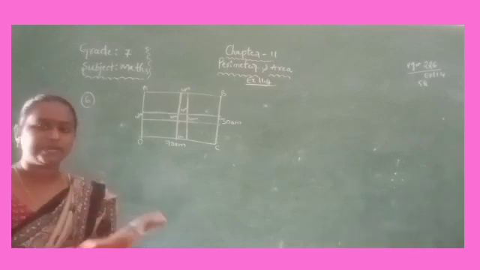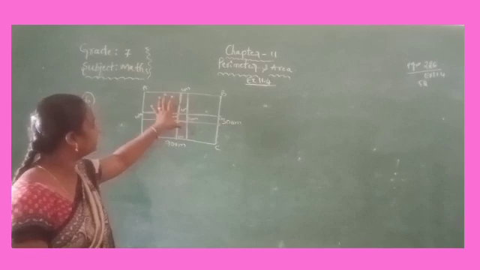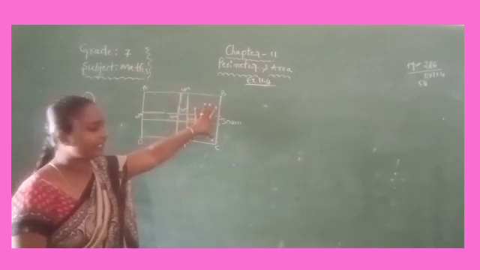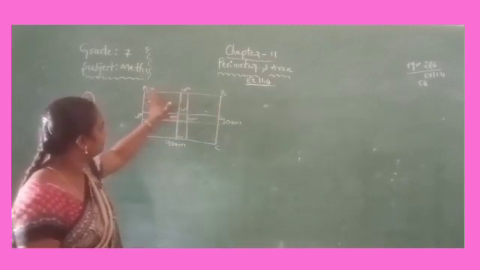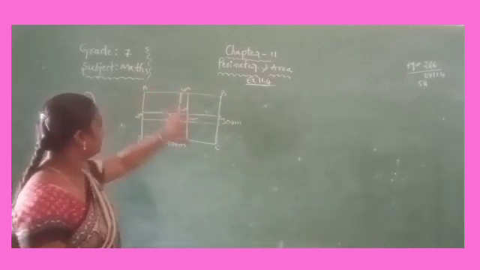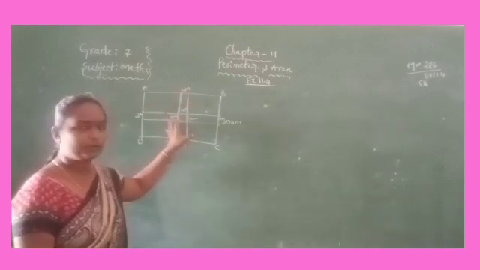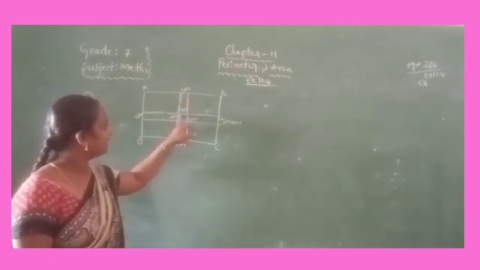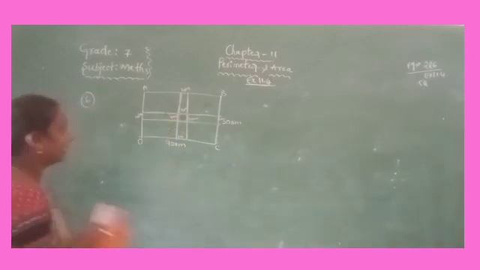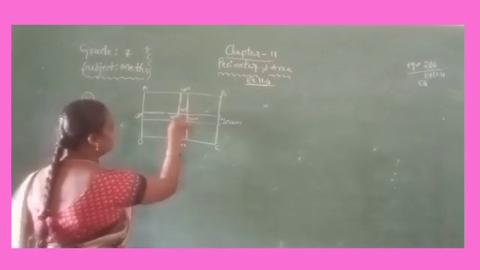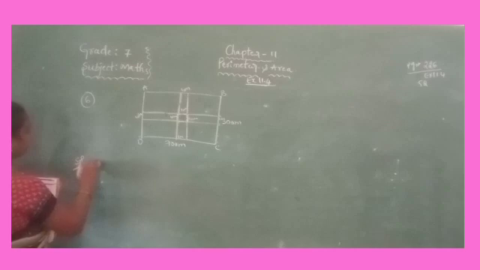So that means how to find? First, find the area of these roads. After that, we have to find the area of the total park, that means the total area of ABCD, subtract the area of the roads. Then only you will get the area excluding the roads, the park. So that is the area we will find. Now I will explain step by step.